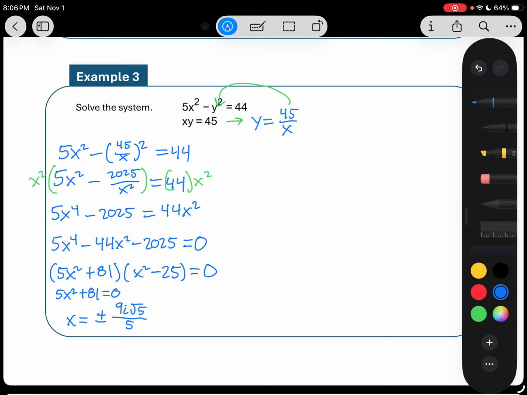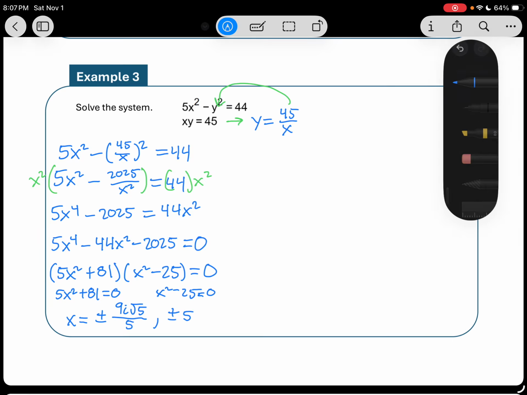That's just by putting the square root of negative 81 over 5 in my calculator, and it will rationalize the denominator, getting that root on top with the i and leaving 5 on the bottom. And then luckily the other one's not as crazy. We get that x is equal to plus or minus 5. Okay, so now we've got to plug all of those in.